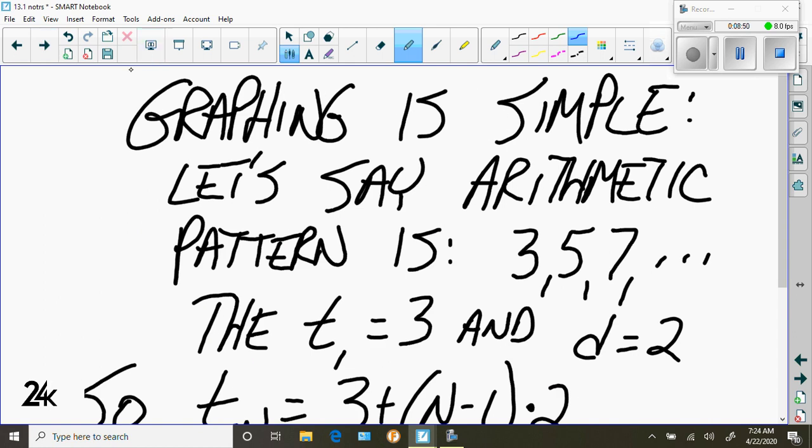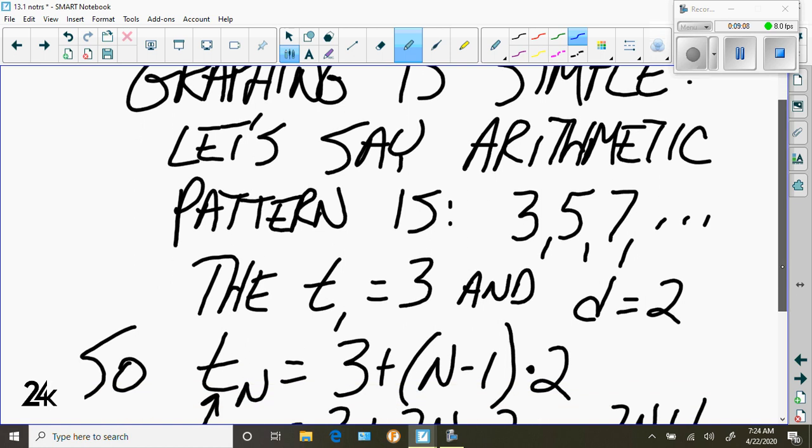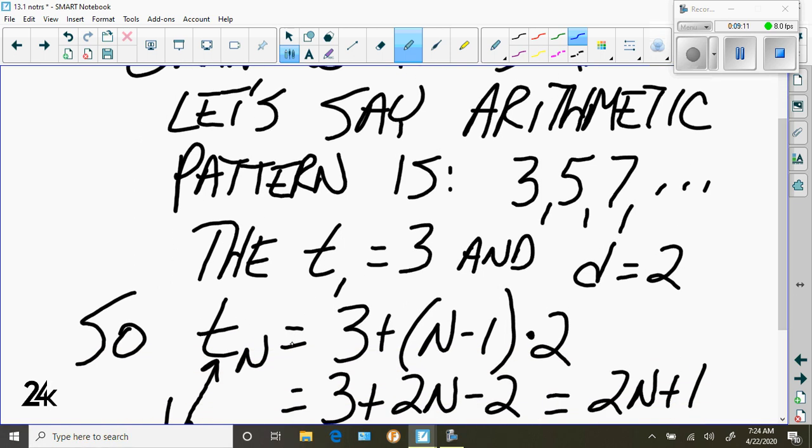Graphing is simple. Let's say it was an arithmetic pattern, 3, 5, 7. So obviously you're going up by 2 each time. The first term is 3, and the difference is 2, because the difference between these two is 2. So I could come up with the equation based on the previous slides. T sub 1 plus, it's always n minus 1, times d, which is 2.